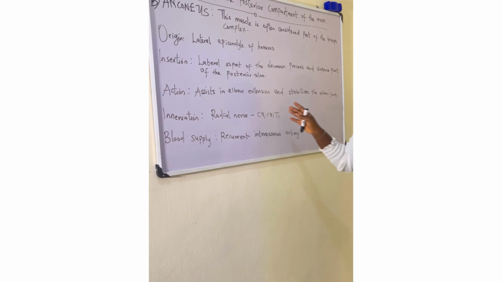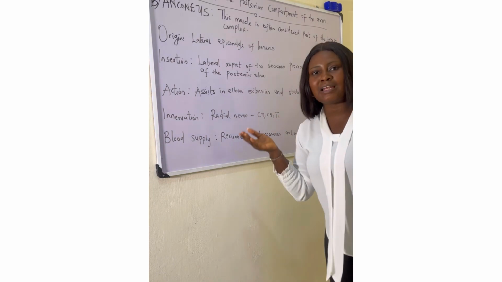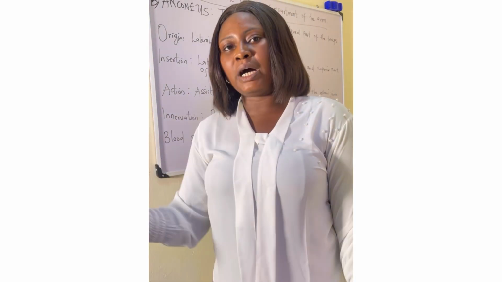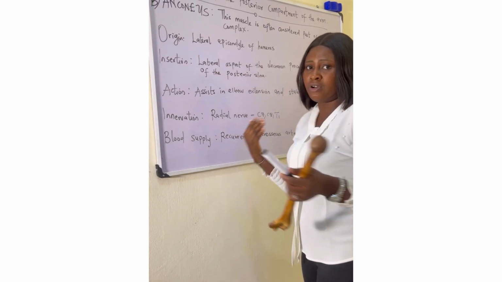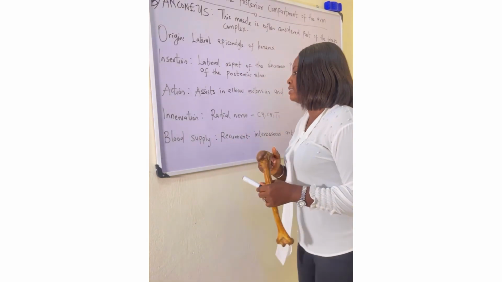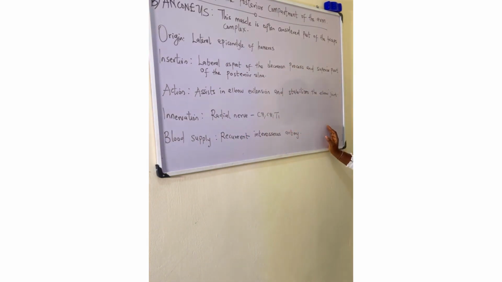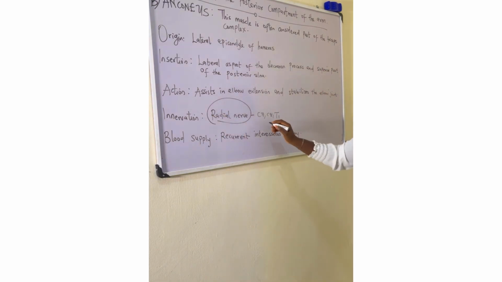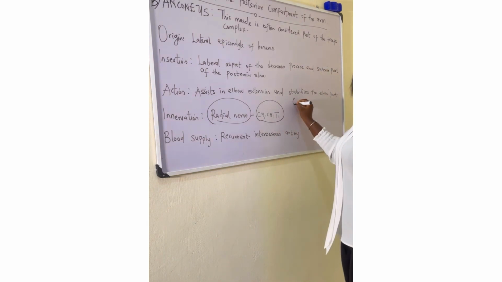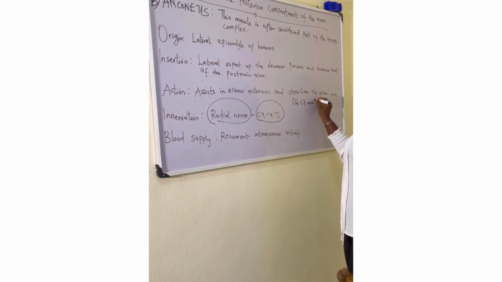So let's talk about the action of this muscle. This muscle is an extensor of the elbow, same thing as the triceps brachii muscle. So you can generally say that the muscles of the posterior compartment of the arm are powerful extensors of the elbow. Do you understand that? Good. Now the next one is the innervation. It is innervated by the radial nerve, and the root value is from C7, C8, and C1. While the triceps brachii is C6, C7, and C8.